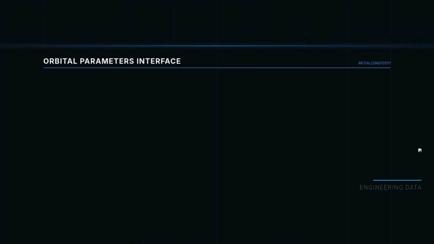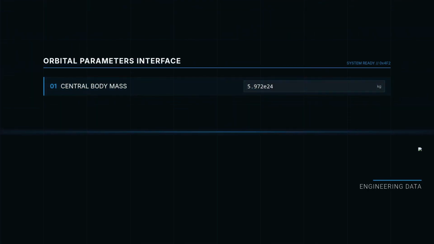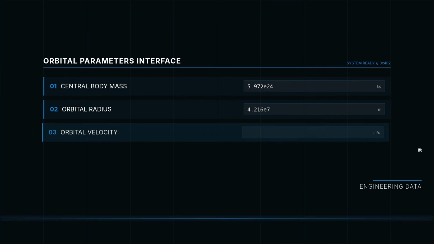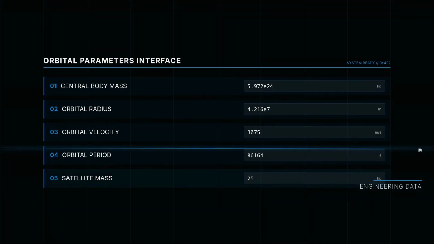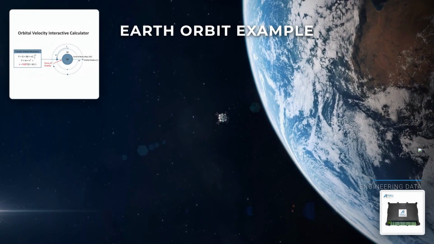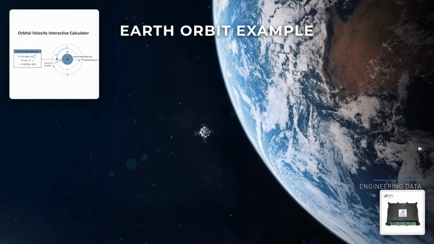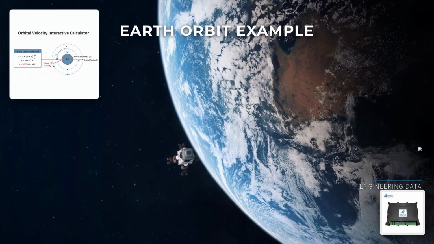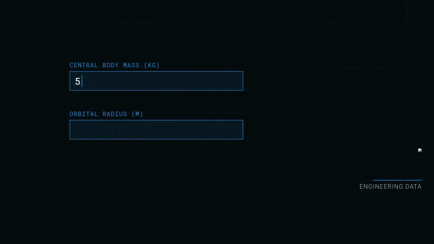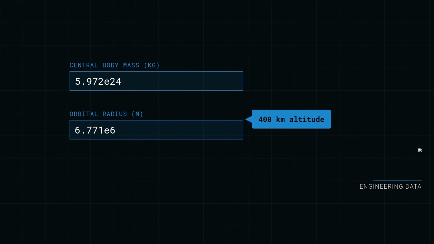The input fields are central body mass in kilograms, orbital radius in meters, orbital velocity in meters per second, orbital period in seconds, and satellite mass in kilograms. Let's work through an example using Earth's parameters. I'll enter central body mass as 5.972e24 kilograms, which is Earth's mass, and orbital radius as 6.771e6 meters, representing an altitude of 400 kilometers above Earth's surface.